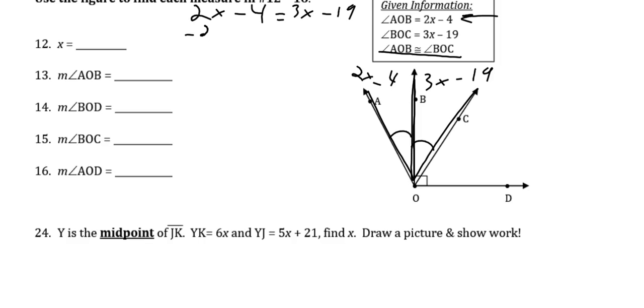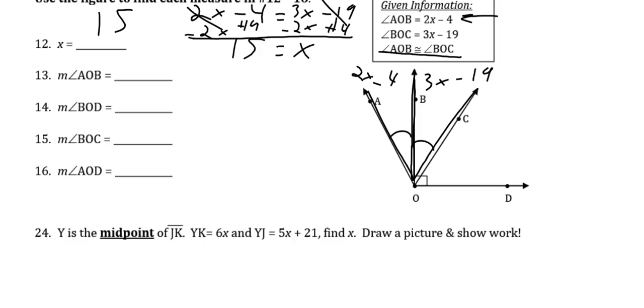I'm going to subtract 2x. I'm going to add 19. Cancel, cancel. 19 minus 4 is 15, and 3x minus 2x is 1x. So that means x is 15. AOB, I'm going to plug 15 in right there. 2 times 15 is 30, minus 4 is 26 degrees.